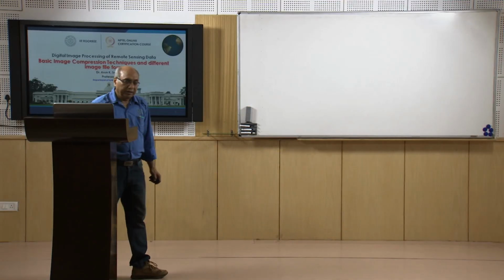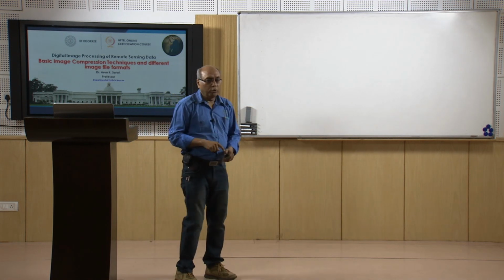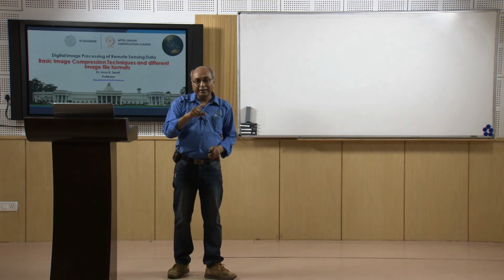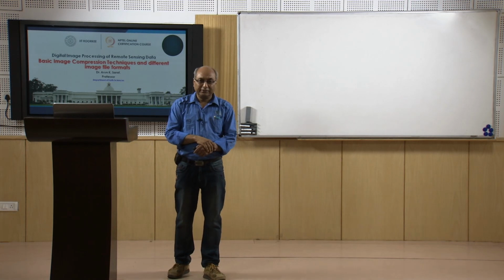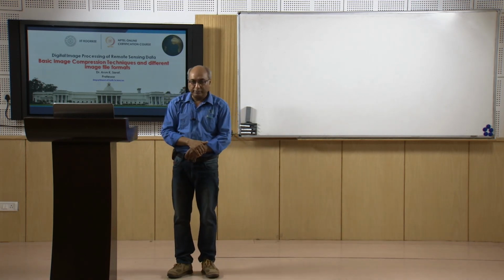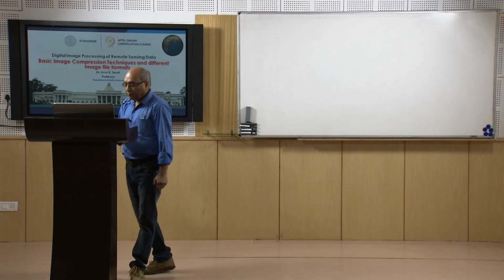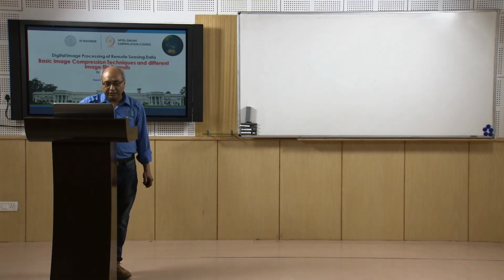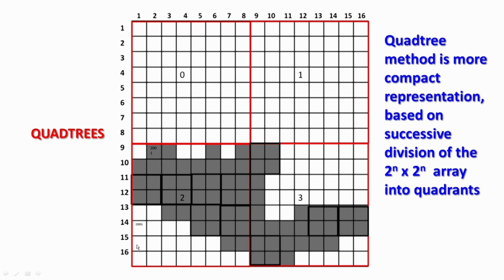So each area, if it is not homogeneous, is divided into 4 quadrants, and this division goes on till you reach the unit level. In this example, we have taken a 16 by 16 pixel binary image. To code this shaded area, first the whole image is divided into 4 quadrants, and 4 codes are assigned, one to each quadrant.